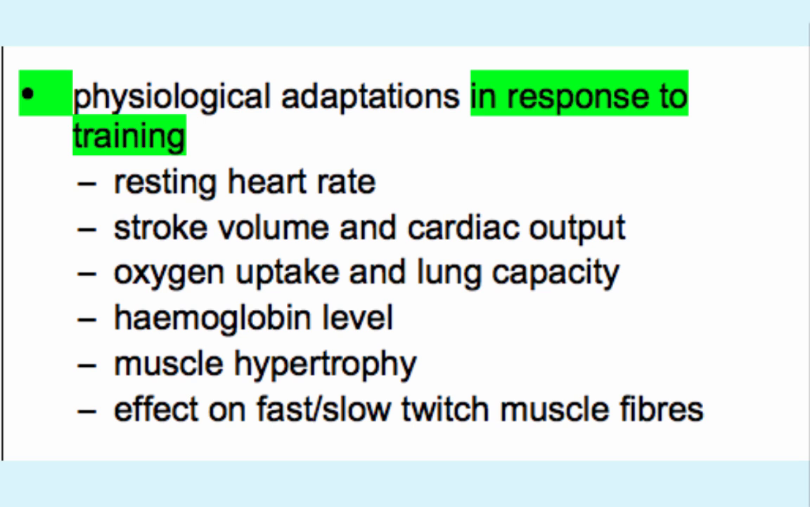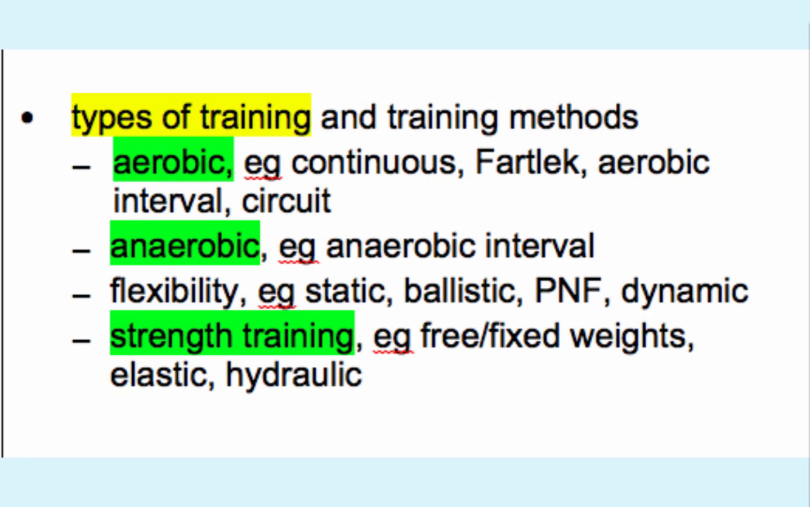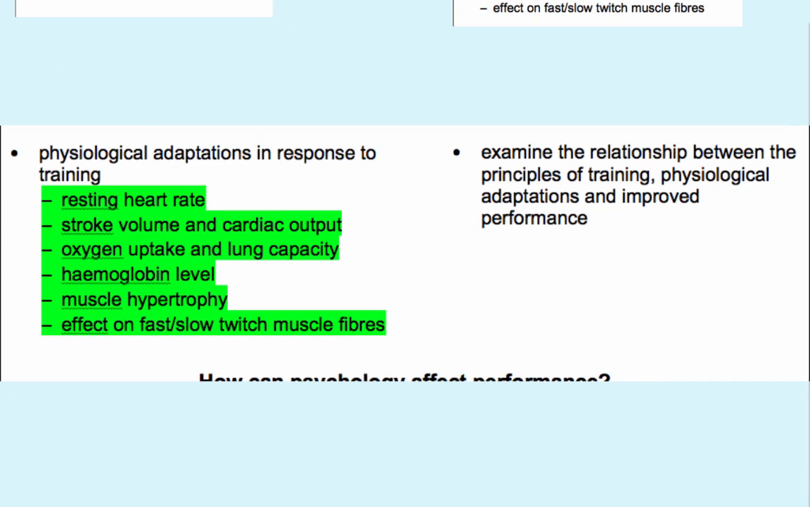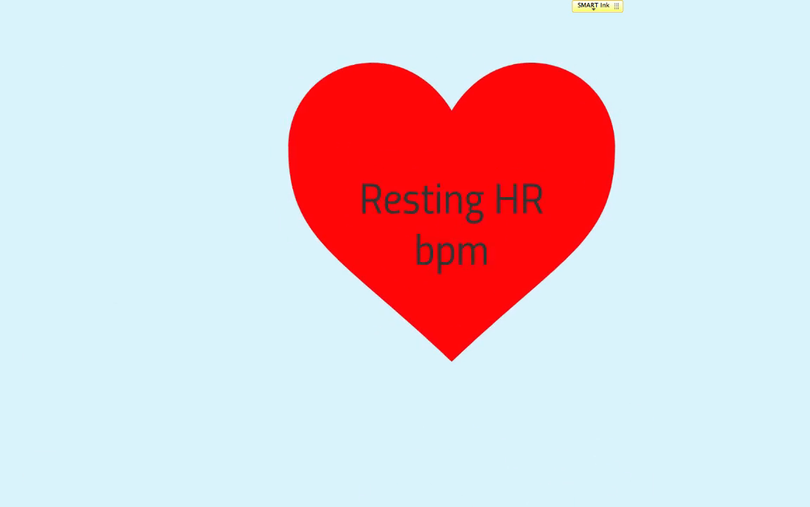And this refers back to the types of training dot point, where I will look at aerobic, anaerobic, and strength training, and how those types of training lead to changes in these dot points. So when looking at each adaptation dot point, I will attempt to make a link back to the training principles and types of training. So we'll start with resting heart rate, and you need to know what it is.